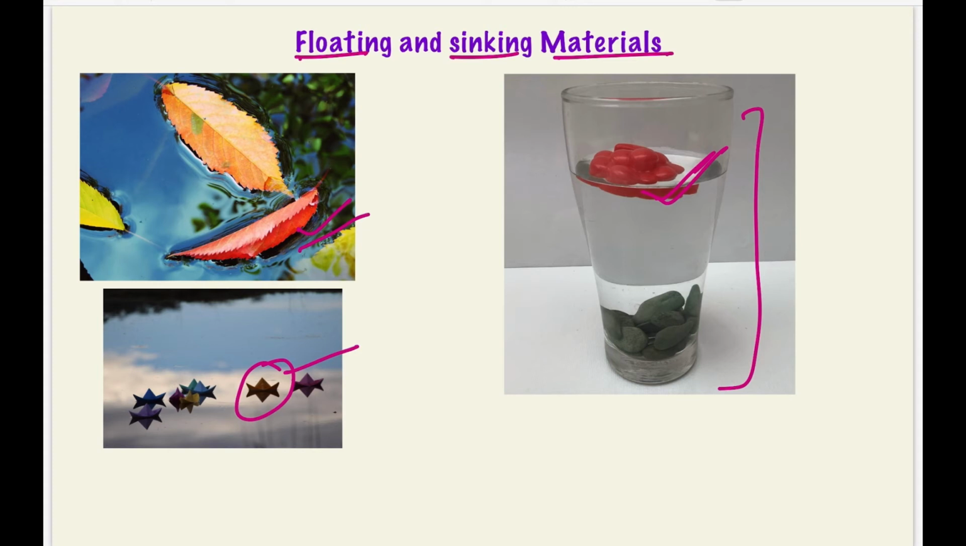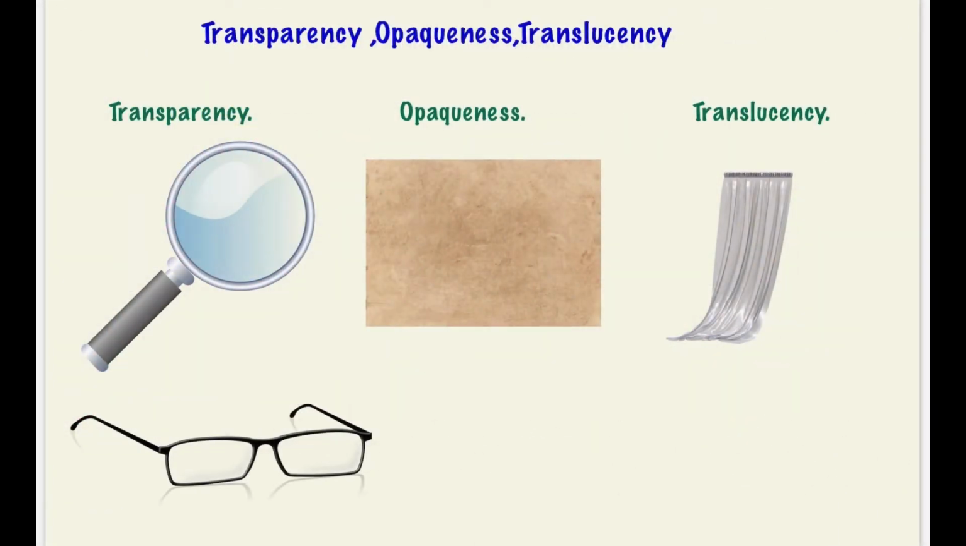It is floating on the water, but its stones are heavy, they sank in water. So this was the floating and sinking material. Some materials which are light, they float on water. Some materials which are heavy, they sink in water. So the last property which we are going to discuss today is transparency, opaqueness and translucency.